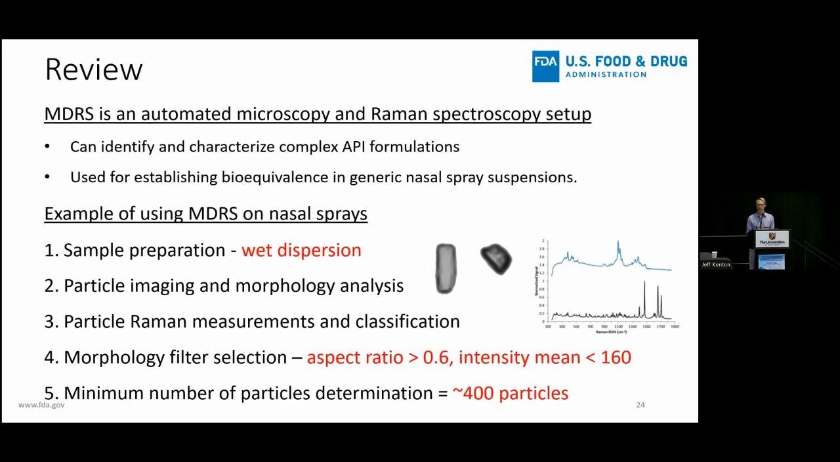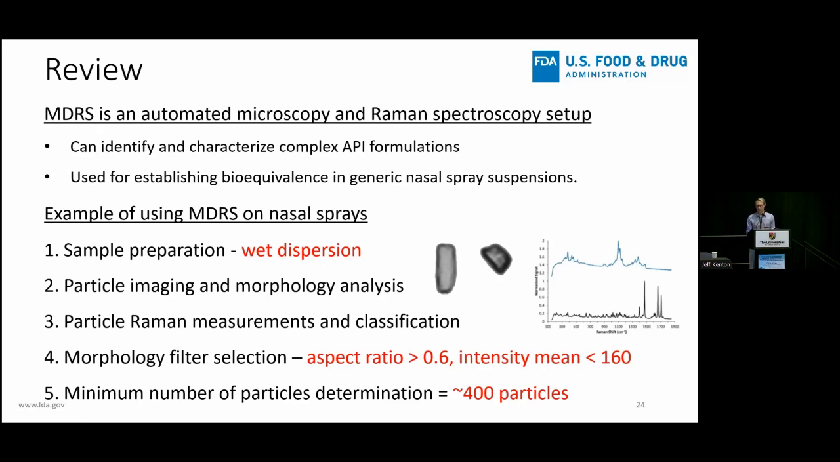For particle imaging and morphology analysis, we determined we got these transparent and non-transparent square-shaped particles. And then Raman ID'd those particles. And when we classified everything into API and excipient, one little gripe here, and this is just from my background, is that if the spectrum is flat, don't ID it. Label it as unclassified, because if you don't pick up API and you label it as excipient, that can become an issue later on down the road.